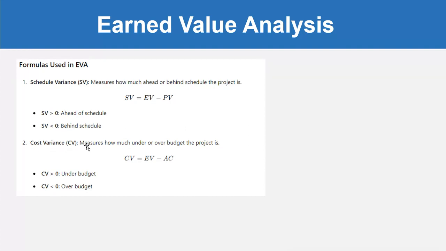Cost variance measures how much under or over budget the project is. CV is equal to earned value minus actual cost. So if CV is greater than 0, that means under budget. If CV is less than 0, that means over budget.